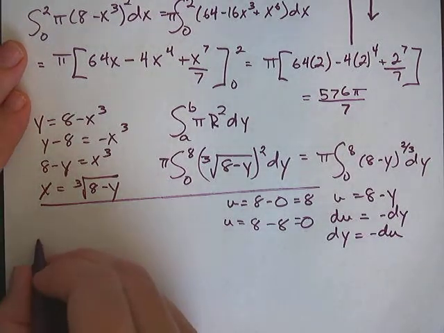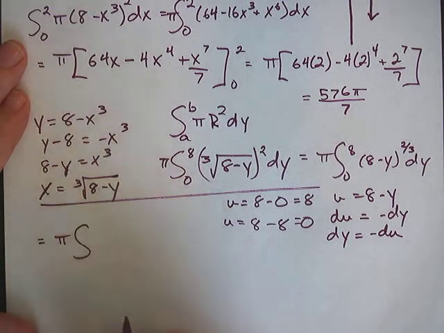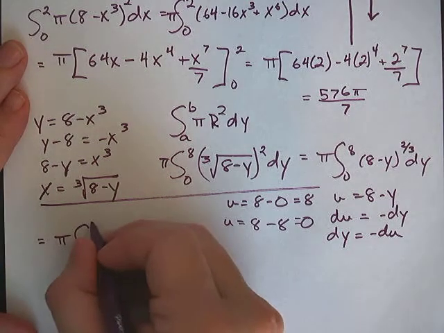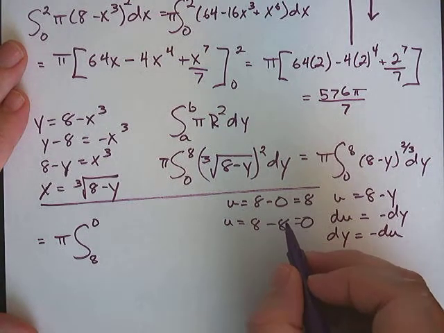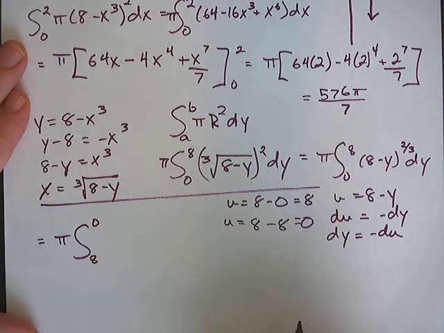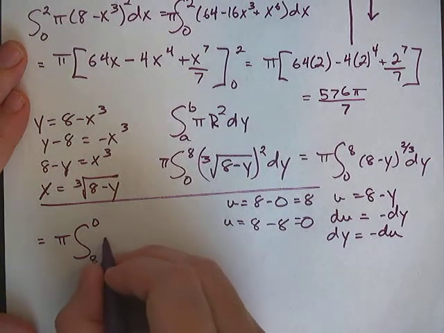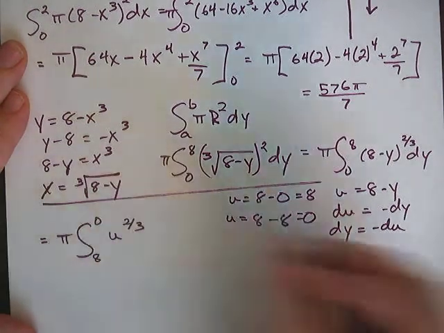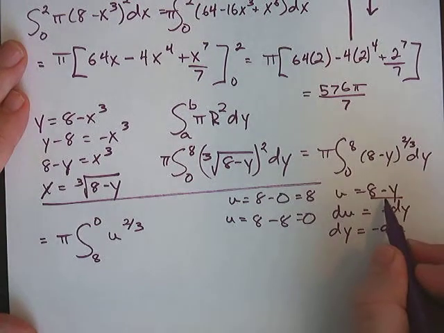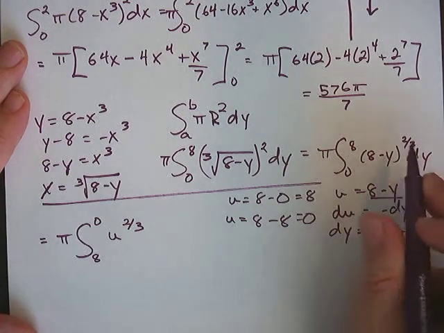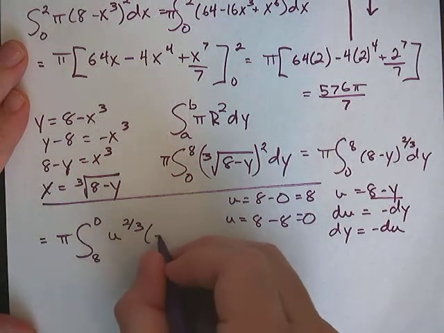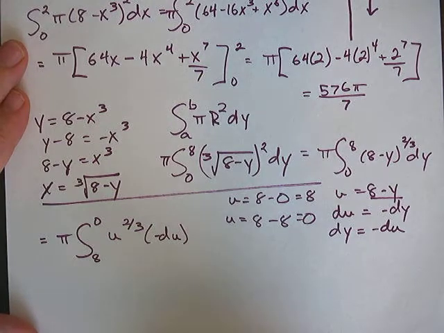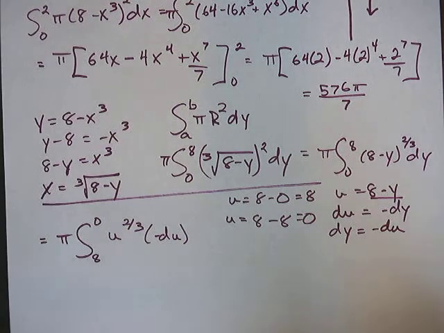So we still have pi. Limits of integration are 8 to 0. Remember, lower limit was 8, upper limit was 0 because we plugged in the 0 and the 8 from here. Okay, we'll take care of that in a second. And then we get u to the 2/3 power, because remember, we did a u substitution. 8 minus y is u. So instead of (8 minus y) to the 2/3 power, we have u to the 2/3 power. And then we have a negative du.